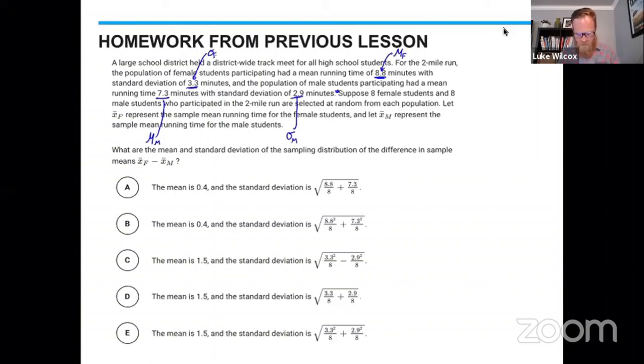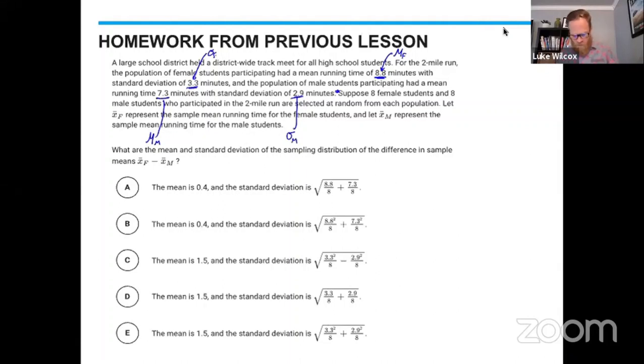Now it says, suppose 8 female students and 8 male students who participated in the 2-mile run are selected at random from each population. Let x bar sub f represent the sample mean running time for the female students, and x bar sub m represent the sample mean running time for the male students. So here's the question. What are the mean and the standard deviation of the sampling distribution of the difference in sample means? So we know right away that we are in the world of means instead of the world of proportions. And it is also very clear here that this is a 2-sample problem rather than a 1-sample problem.